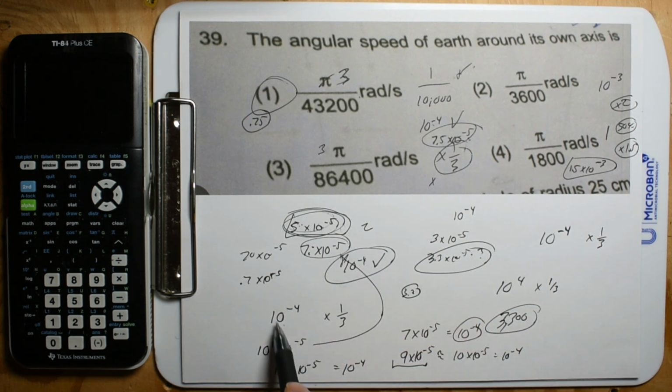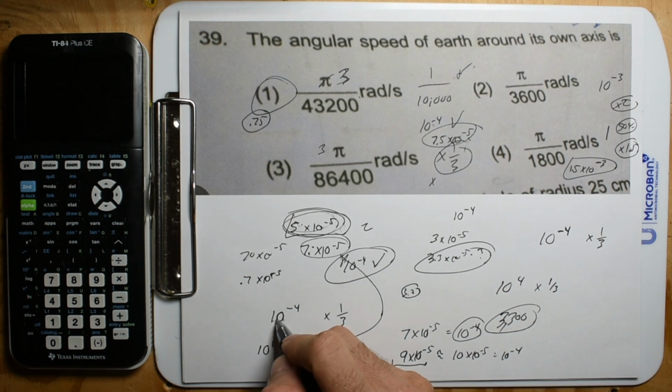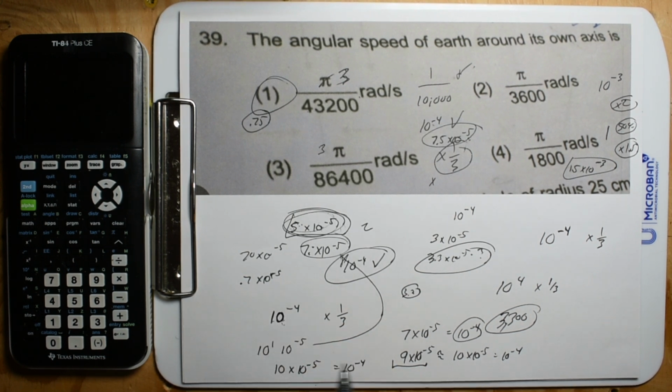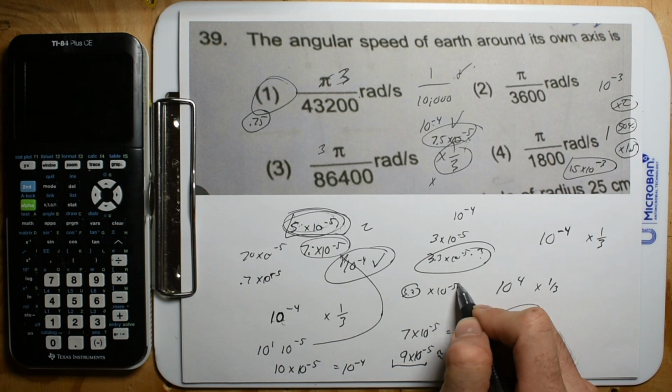So that's what I'm doing in my head. You know, I should probably go over that a little bit more. But yeah, that's going to be 3.3 times 10 to the negative 5.